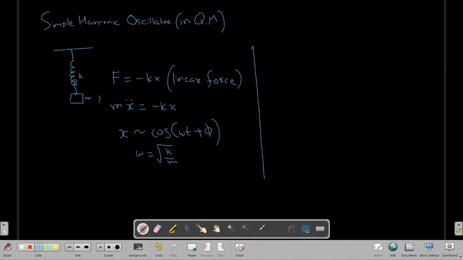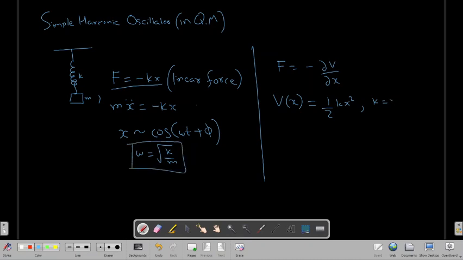Another thing is that if this is a conservative force, then you know that F is equal to minus del V by del x. If I want to find the potential energy, V of x can be found by integrating the force, and you will get V of x is equal to half Kx square, where K is equal to m omega square, from this equation. This is the potential energy of a simple harmonic oscillator.